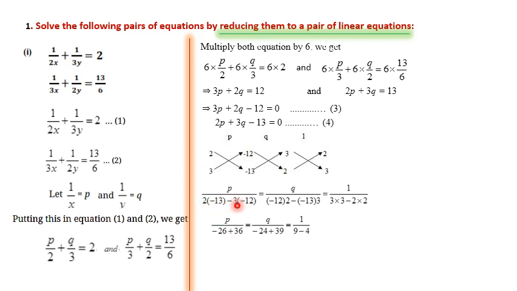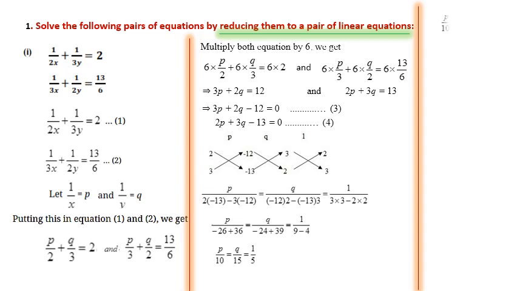that is minus 26, 3 into 12, that is 36, plus 36, 2 into 12, that is minus 24, then again 13 into 3, that is 39, minus into minus becomes plus here. 3 into 3, 9, 2 into 2, 4. Again you can go for simplification, that is p divided by 36 and 26, subtracting you will get 10, q divided by 39 minus 24, that is 15, 1 divided by 9 minus 4, that is 5.